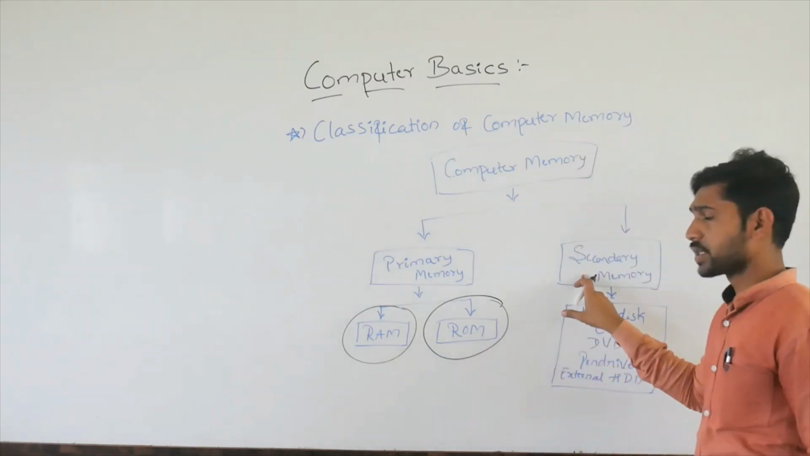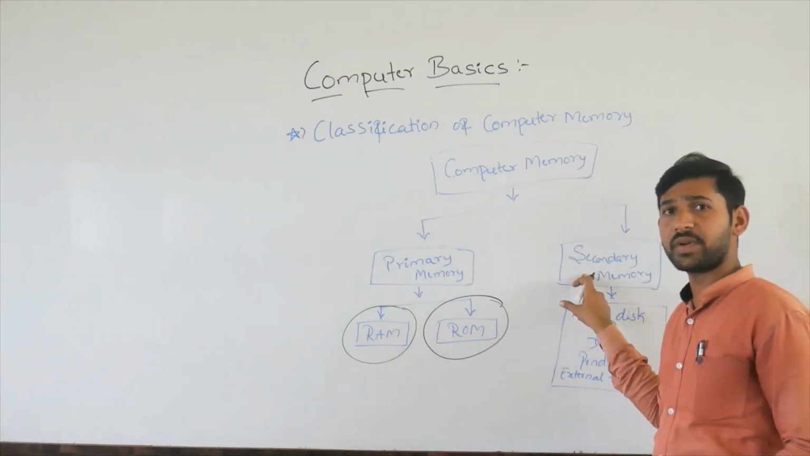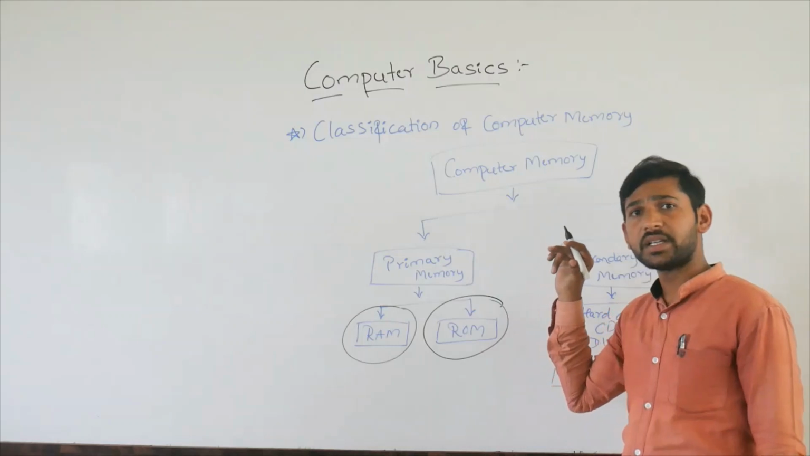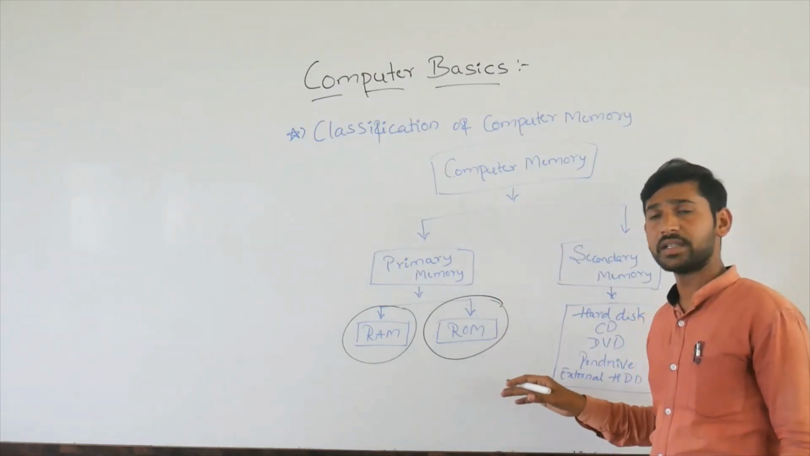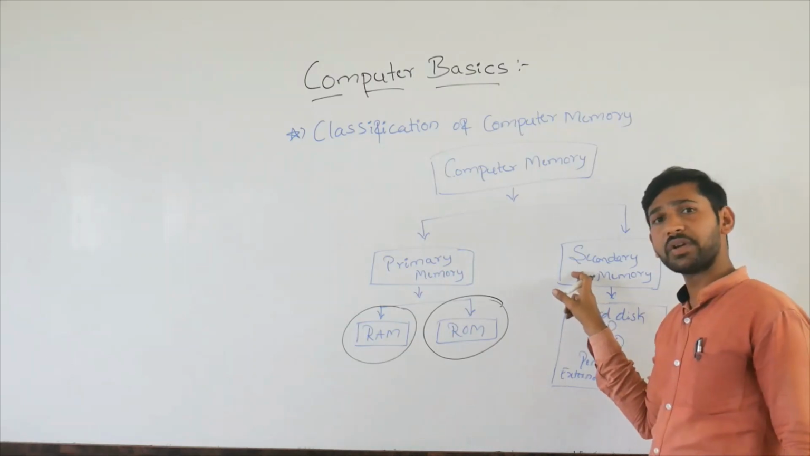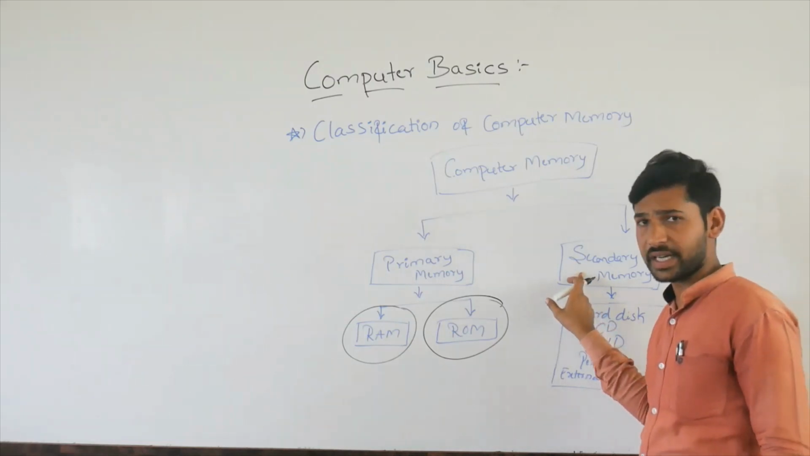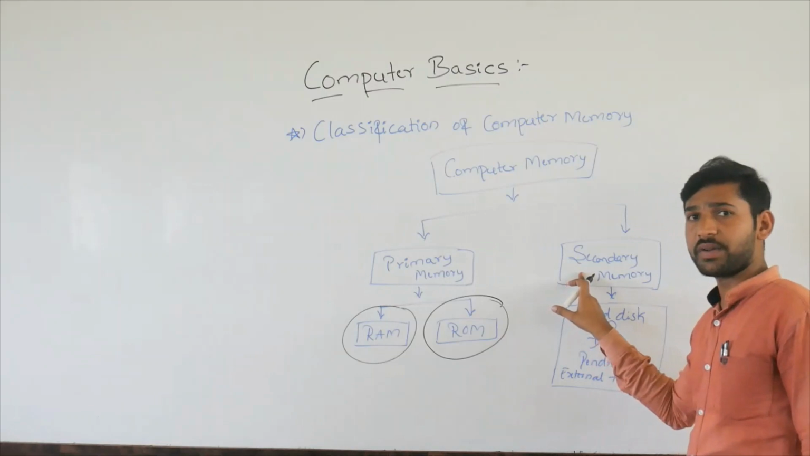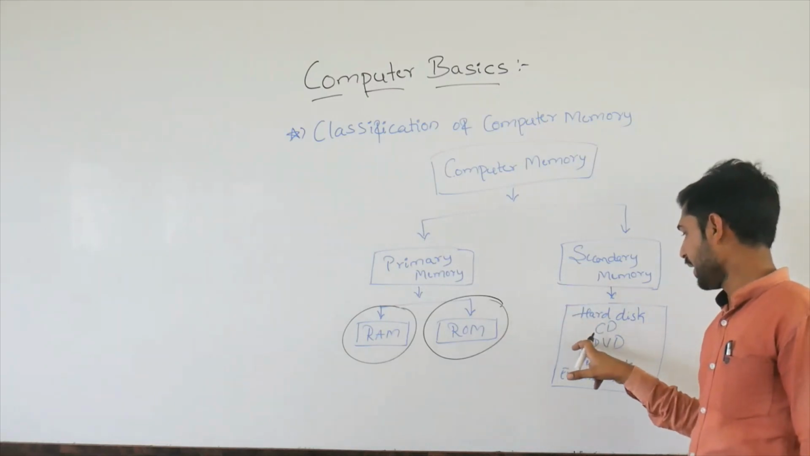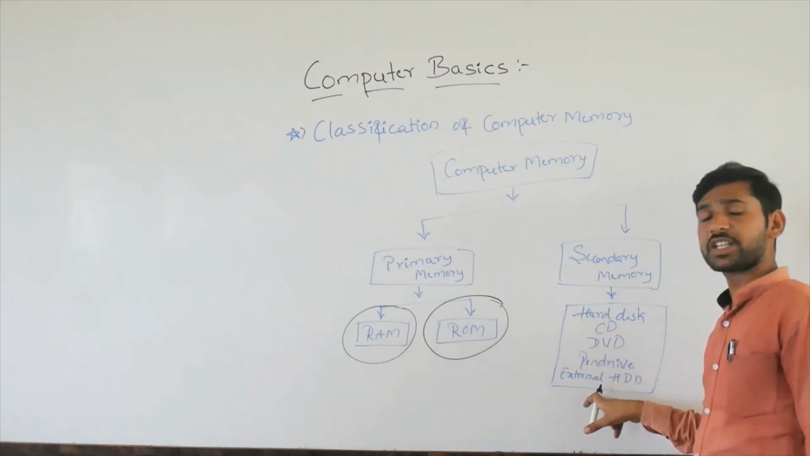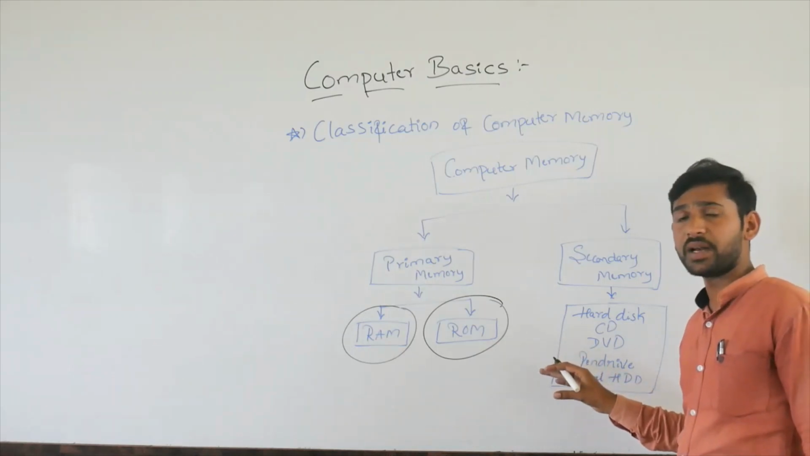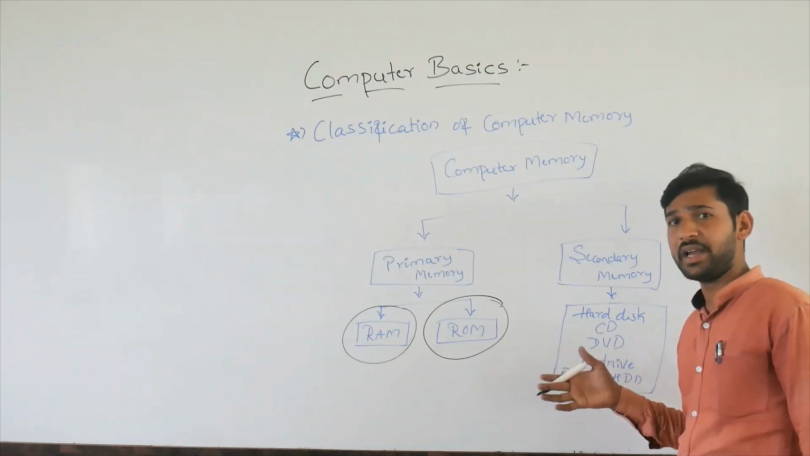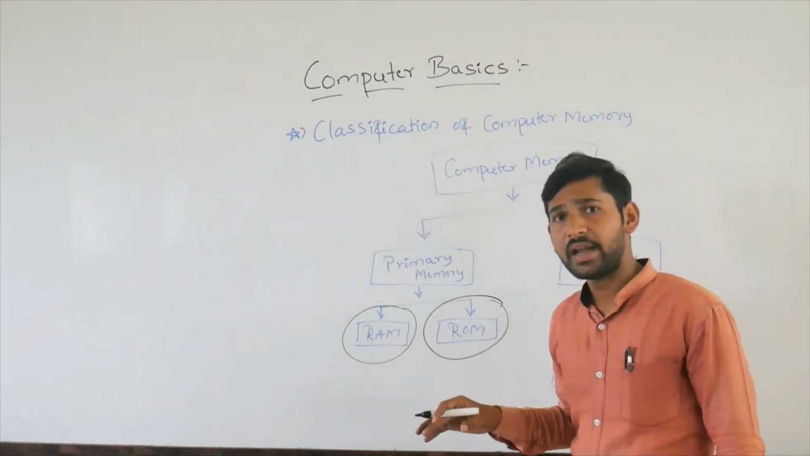The next one is secondary storage. Secondary storage is a permanent storage device. We can delete the data in the secondary memory. The secondary storage devices are hard disk, CD, DVD, pen drive, and external hard disk. This is the classification of computer memory. In the next class I will be discussing software and hardware.